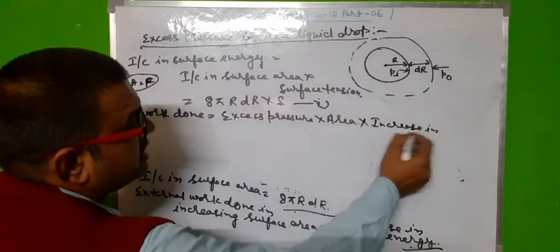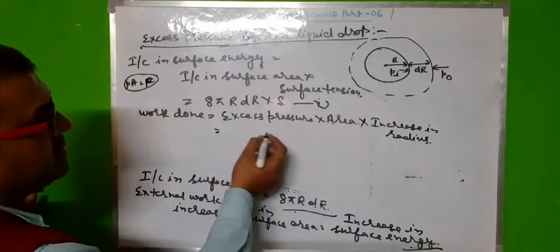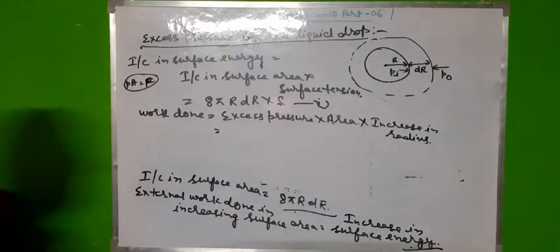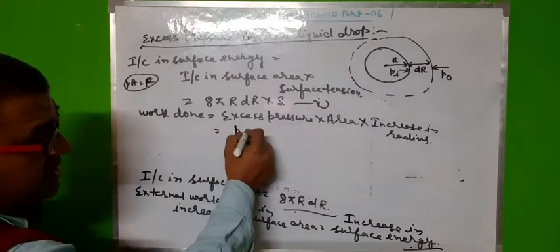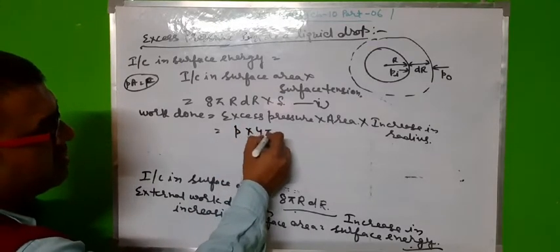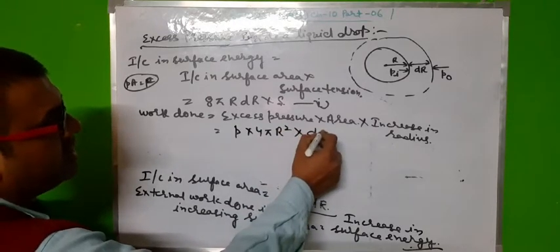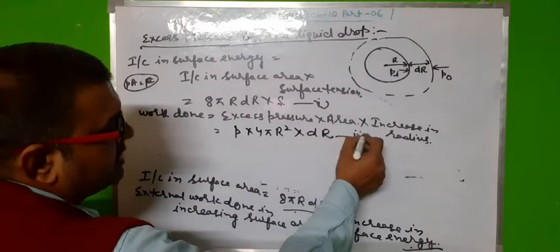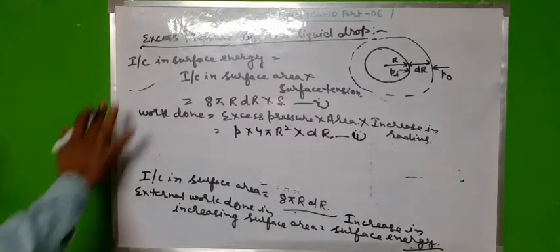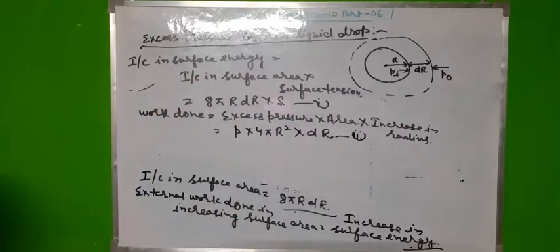So excess pressure into area and increase in radius. If P is the excess pressure, area is equal to 4 pi r square, into increase in radius, that is dr. We have taken it as equation number 2. So we have to calculate this excess pressure. Equating 1 and 2, this work done is the increase in the surface energy.